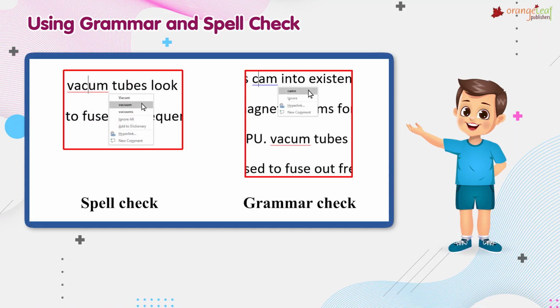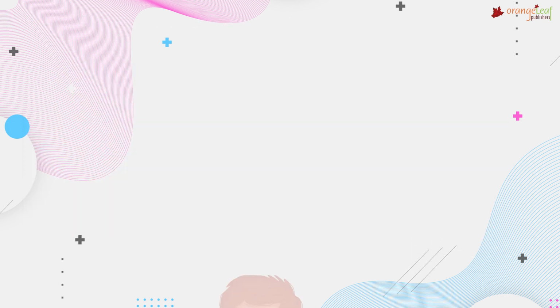Alternatively, you can right-click on the wrong word. The context menu shows spelling or grammar suggestions. Finally, click on the desired option.